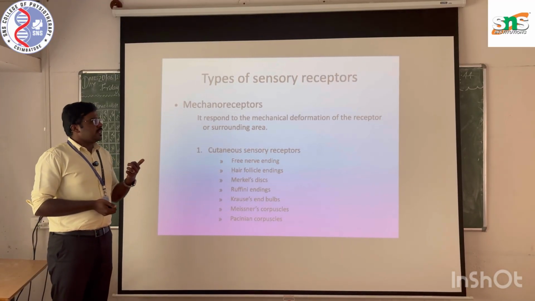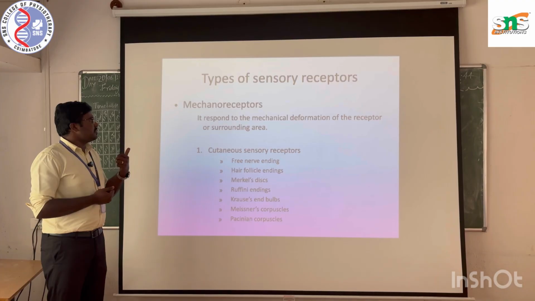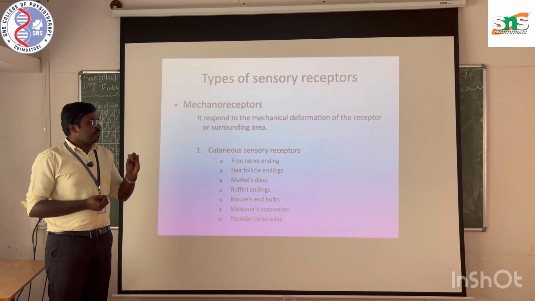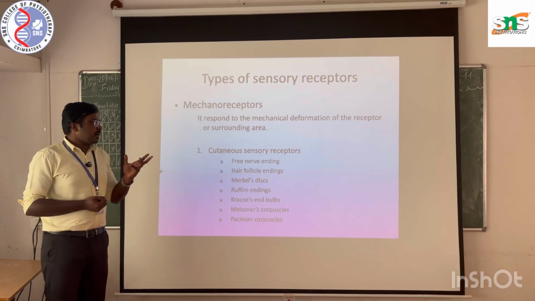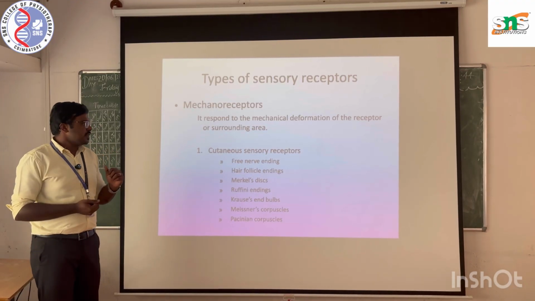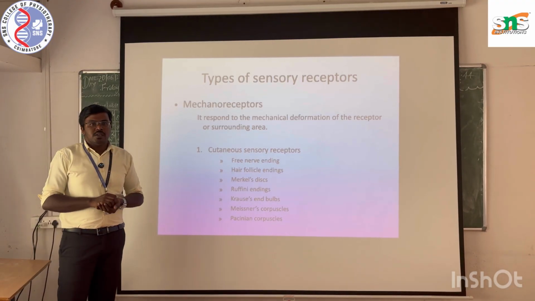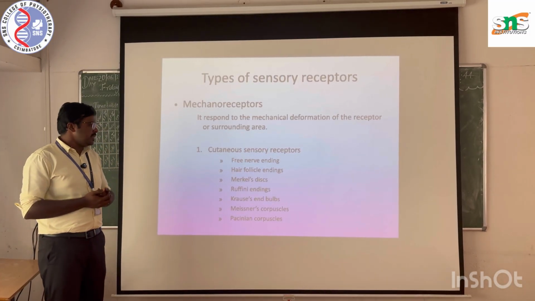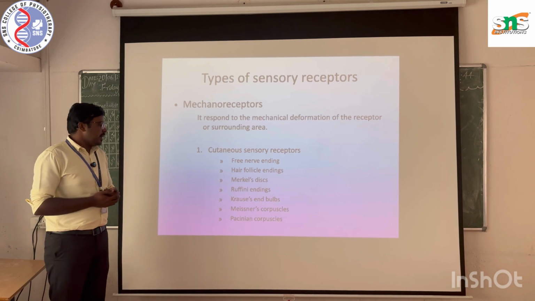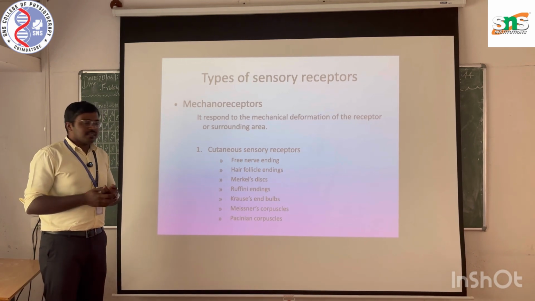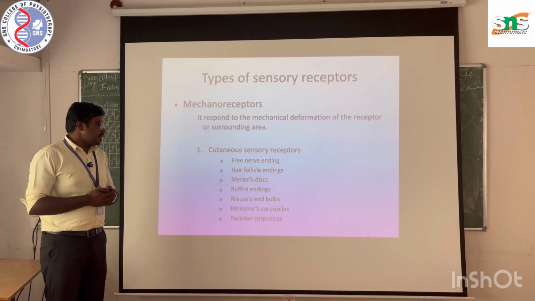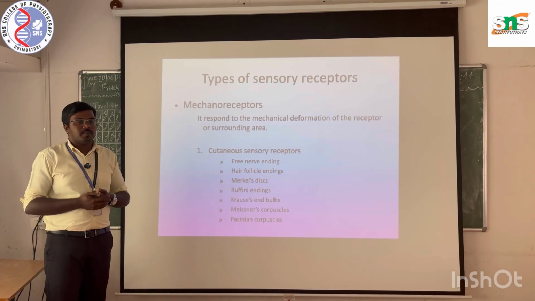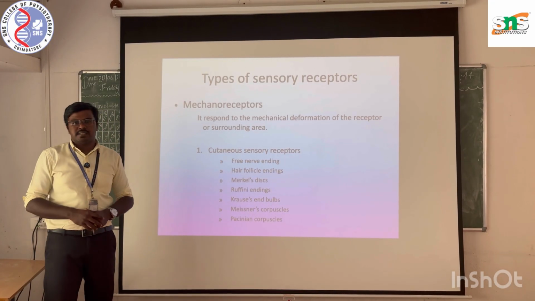Next, the types of sensory receptors. First, mechanoreceptors. They respond to the mechanical deformation of the receptors or surrounding areas. We have the cutaneous receptors: free nerve endings, hair follicle endings, Merkel's disc, Ruffini endings, Krause end bulbs, Meissner's corpuscles and Pacinian corpuscles. These are the cutaneous sensory receptors.